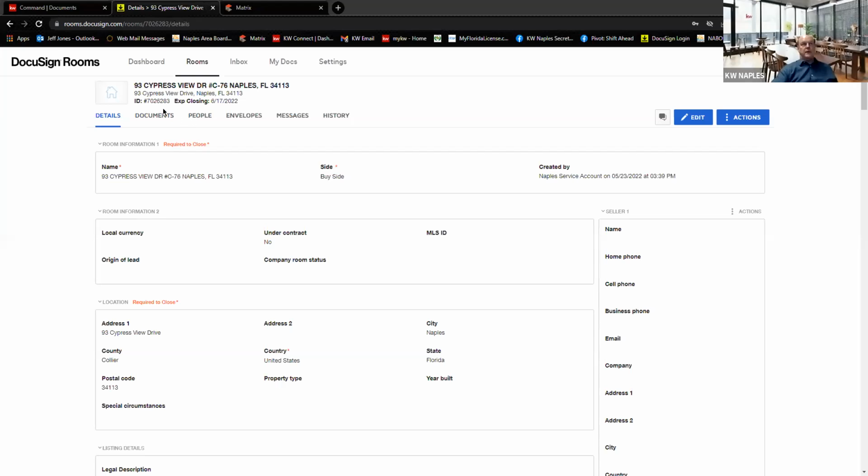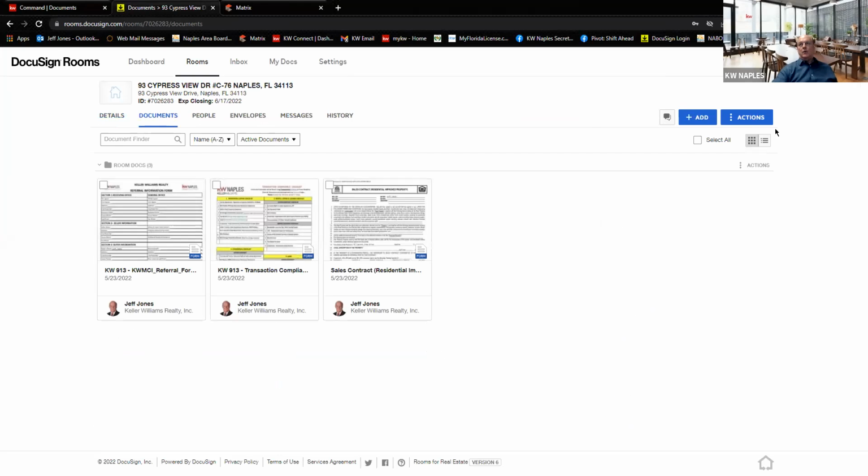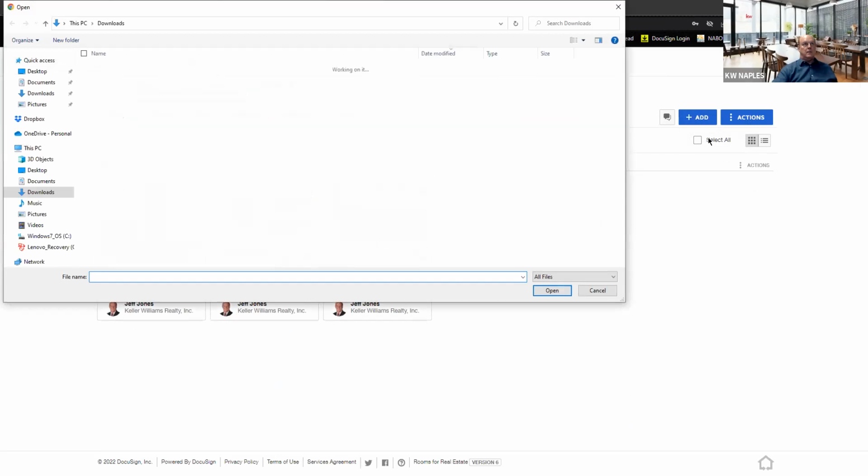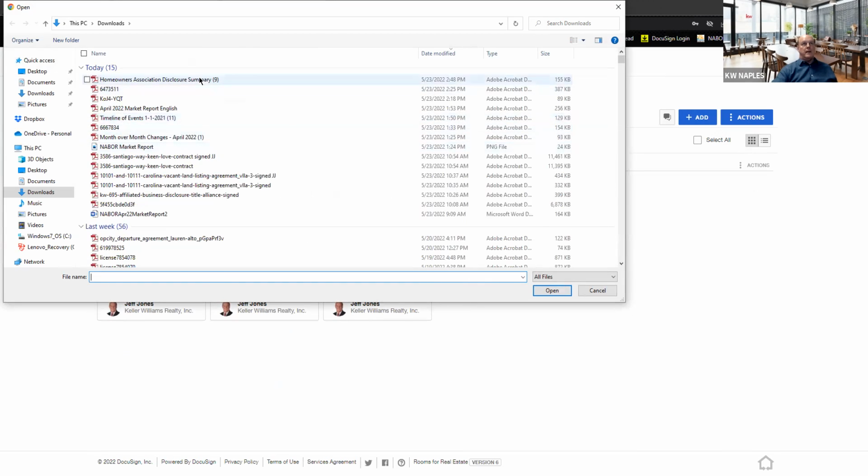So now I've taken the information down from the listing and put it in a work area, and then I can always go back to my DocuSign screen. Hope I'm not jumping around too much here, but I'm trying to give you the idea of how you can do a workflow. So now I can go into my documents there, and lo and behold, I can add from my computer that HOA disclosure.